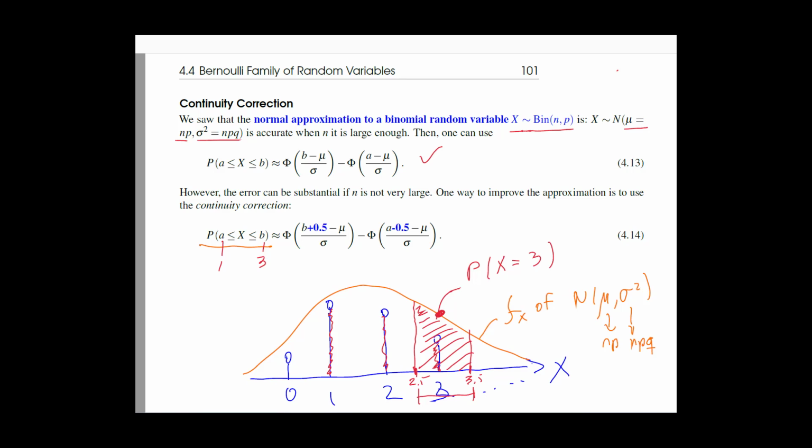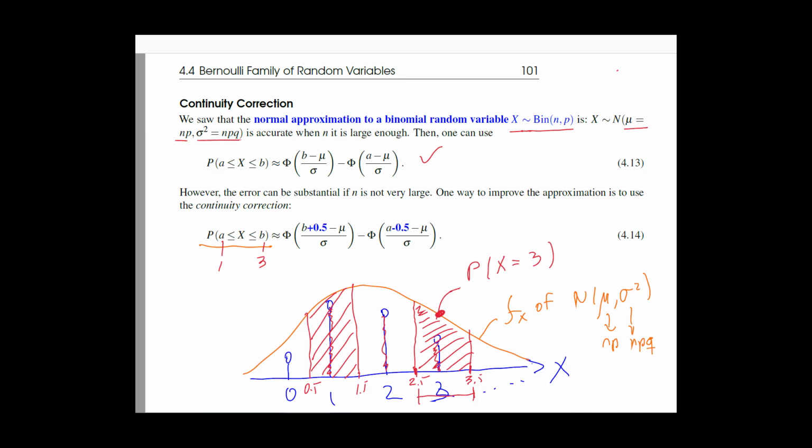Right. Now, let's do the same for 1. So 1 really lives between 0.5 and 1.5. And the same thing, the best approximation for x equals 1 would be that area right there. Okay, and finally, for the probability of an interval, in this case, both b and a are included.